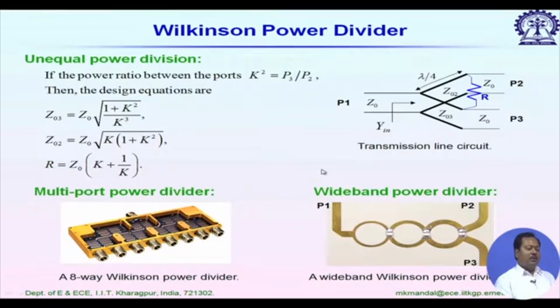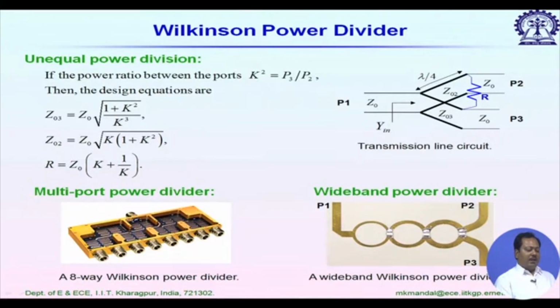Similarly, we can also design a Wilkinson power divider on silicon. For a Wilkinson power divider, unequal power division is also possible. In that case, we have to use these design equations. For example, if the power ratio between the ports P3 and P2 is given by k square equal to P3 by P2, then the design equations for Z03 and Z02 are given by these two equations, and the required resistance in this case is not 100 ohm, but is given by R equal to Z0 into (K plus 1 by K).